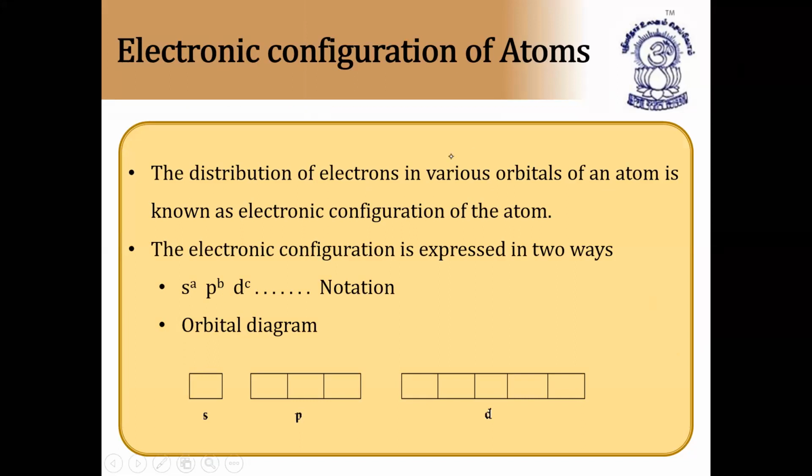For the orbital diagram, we have to use quantum numbers, but for electronic configuration we only have to write s^a, p^b, and d^c. So this is called orbital configuration. Already we have shown how the electrons are filled up in particular orbitals. Now we'll see the electronic configuration of atoms.